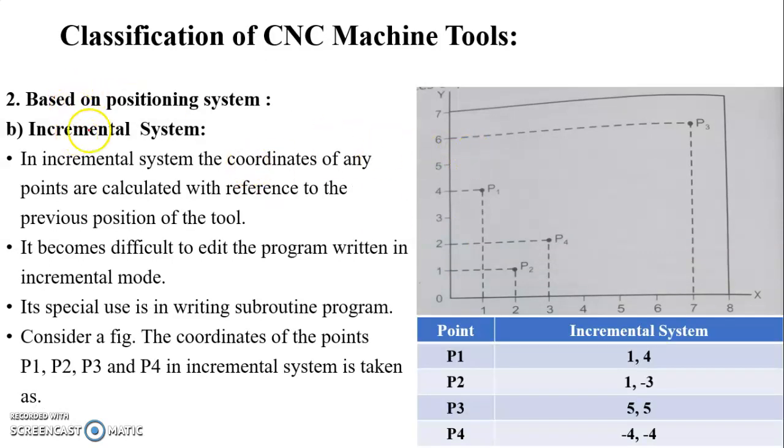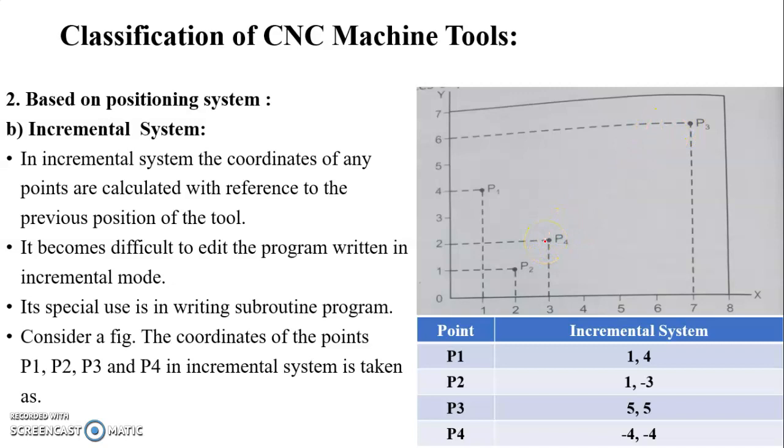Then second is the incremental system. In the incremental system, the coordinates of any point are calculated with reference to the previous position of the tool. So it becomes difficult to edit a program written in incremental mode. It is especially used in writing subroutine programs. Consider this figure. The coordinates of the points P1, P2, P3 and P4 are as shown in the figure.